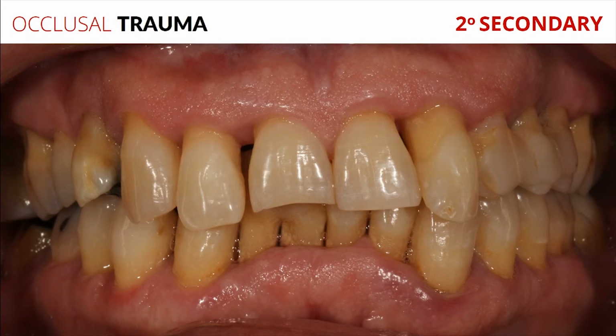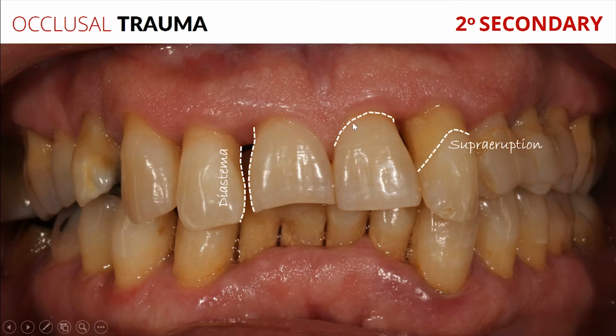Okay, so in this example, let's highlight a few things that are indications of occlusal trauma. Well, we see a diastema form here. A diastema just describes a gap between teeth. And again, we can see supereruption of teeth. If we were to compare the CEJ of this central incisor versus the lateral, you can see that obviously the lateral has migrated incisally. So there's been supereruption, or movement, of this tooth.